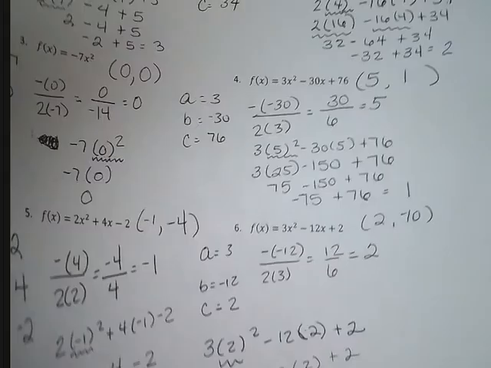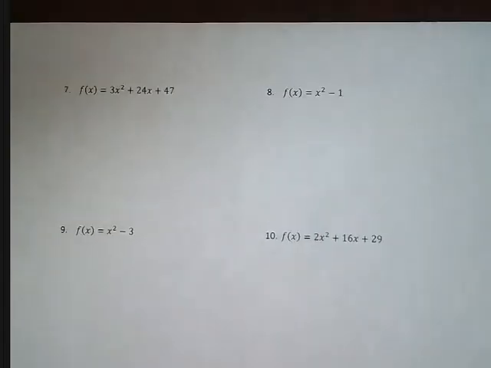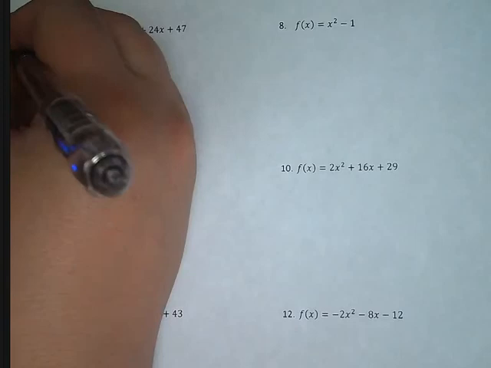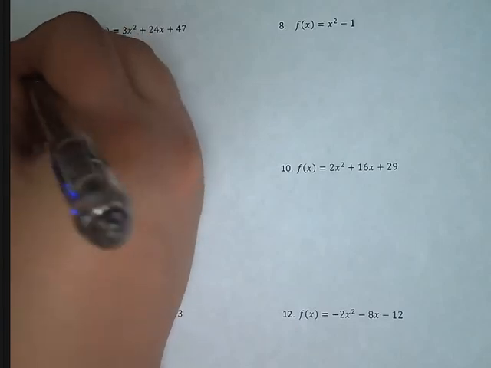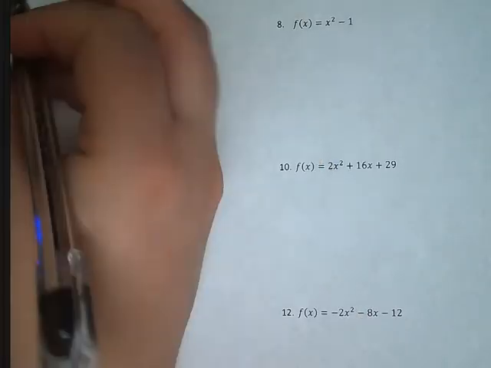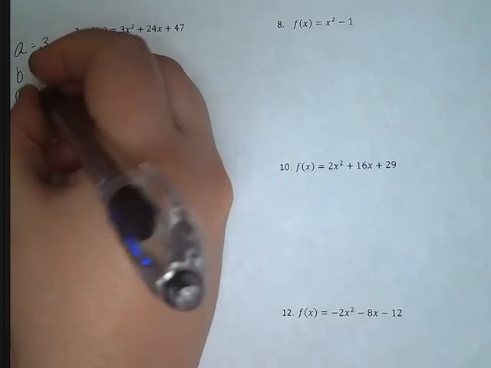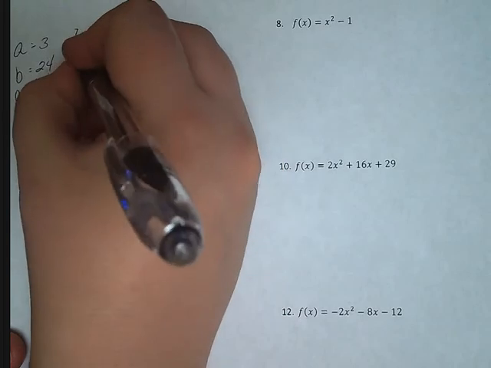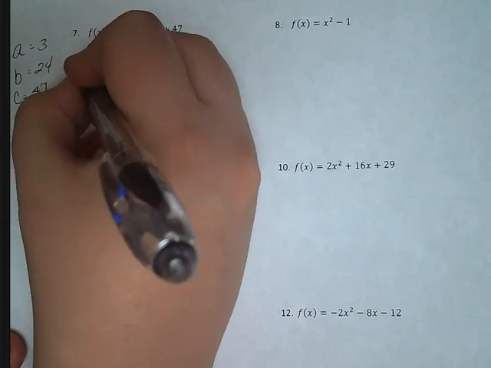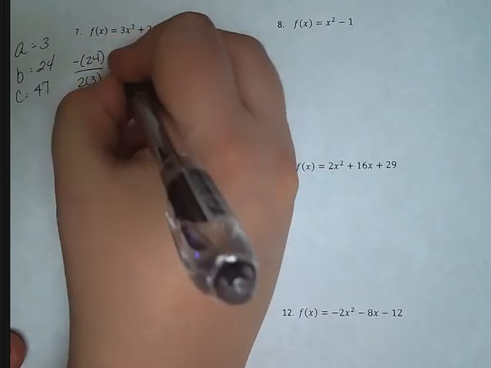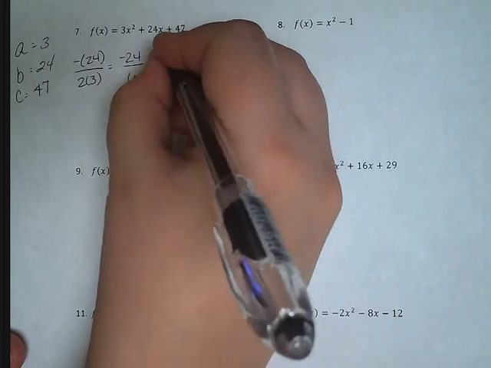Okay. So now let's move on to the second page of this handout. So we're going to identify our A, B, and C first. A is 3, B is 24, C is 47. So we have negative B over 2A. So that's negative 24 divided by 6, which is negative 4.